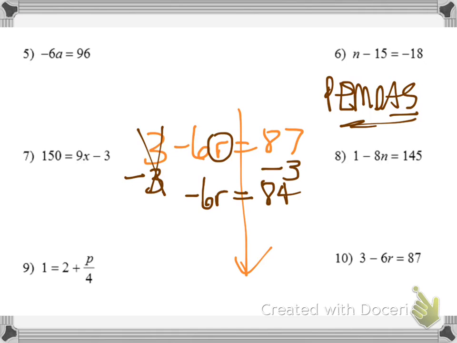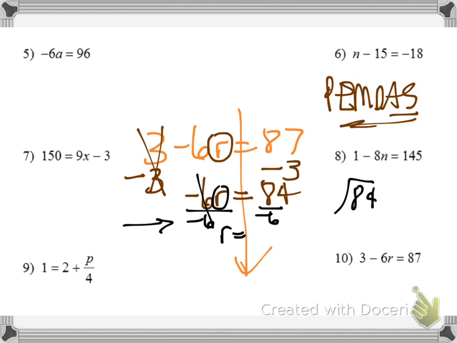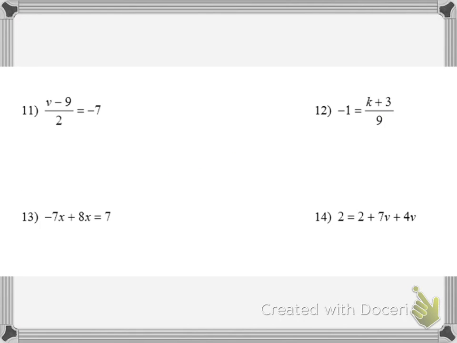Now, my variable is still not alone, so I'm going to divide both sides by -6, and notice the negative stays with it, because it's not like adding and subtracting where you change the sign. So this goes away, and r is going to equal whatever 84 divided by 6 is, 14, but it's not a +14, it's a -14, because it's a positive divided by a negative. So r equals -14. All right, let's go to the next slide.